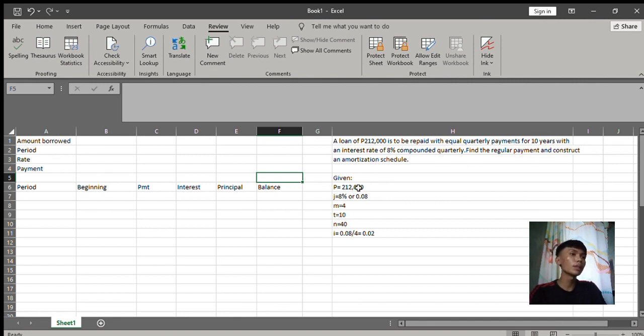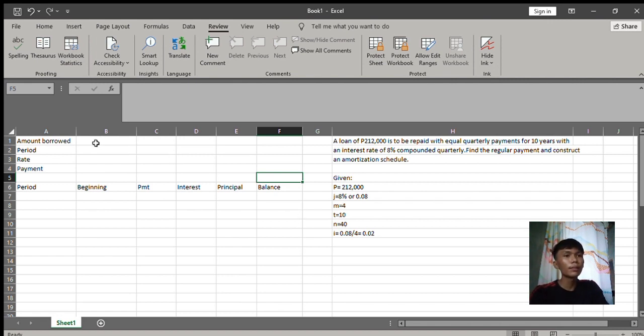So we have a given here: a principal amount of $212,000. Our J is 8% or 0.08. Our M, or our frequency of conversion, is 4 because it is compounded quarterly. Our time is 10 years and our N is 40 periods, because when we multiply our time and frequency of conversion, we get 40 periods. And our i is 0.08 divided by 4, or J over M, which is equal to 0.02.